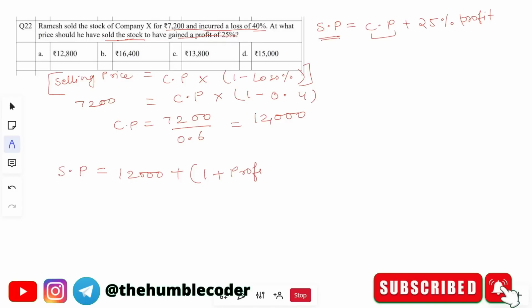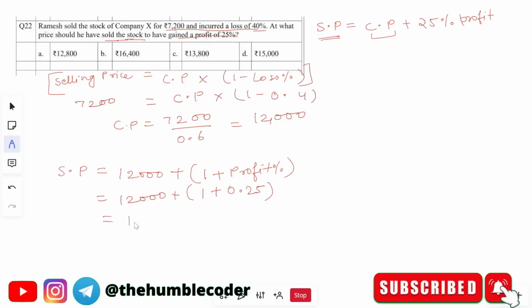Because I told you, right, whenever we have selling price, this is the formula only. If we incur a loss, then we do 1 minus loss percent, and if we have a profit, then we do 1 plus profit percent. And why 1? Because we consider that 1 is the total, right? So that is why. So let's substitute the values here. 12,000 times 1 plus 0.25. Why 0.25? Because it is 25 percent.